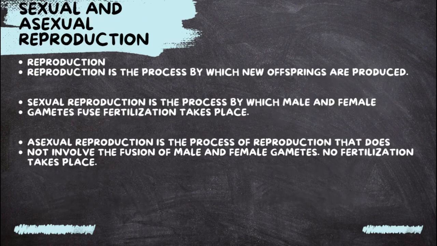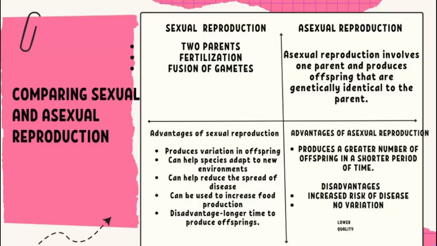Now we're going to move on to reproduction quickly. So now we know about reproduction, that it is the process by which new offspring are produced. We have two main types, sexual reproduction and also asexual reproduction. We know that sexual reproduction is the process by which male and female gametes fuse and fertilization takes place. In asexual reproduction, there is absolutely no fusion of gametes, no male and female, no fertilization. The offspring just come just like that. There is no fusion of anything.